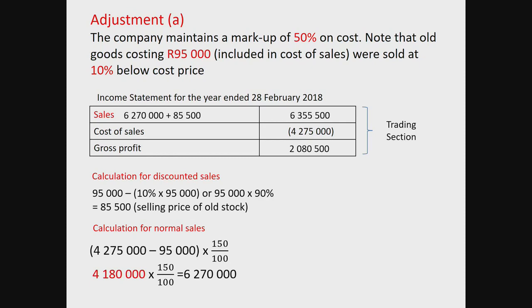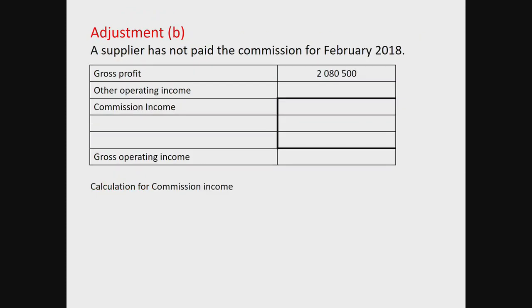Okay, I think we've got that one. It's just a bit of thinking. I need to split my cost of sales between normal sales and discounted sales. Okay, so the next adjustment is talking about a supplier who has not paid the commission for February.